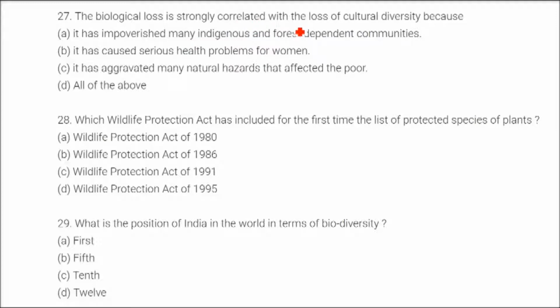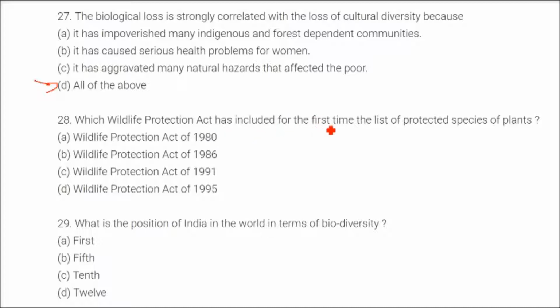The biological loss is strongly correlated with the loss of cultural diversity, because the answer is all of the above. It has impoverished many indigenous and forest dependent communities. It has caused serious health problems for the women, and it has aggravated many natural hazards that affected the poor.